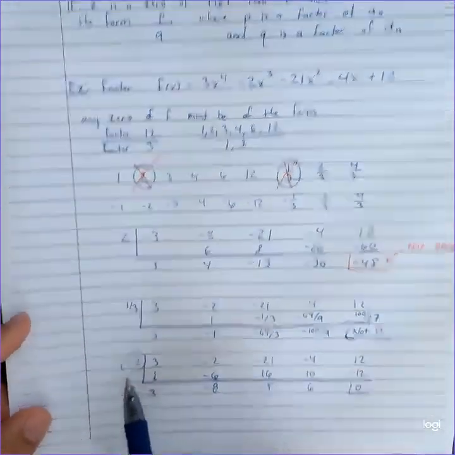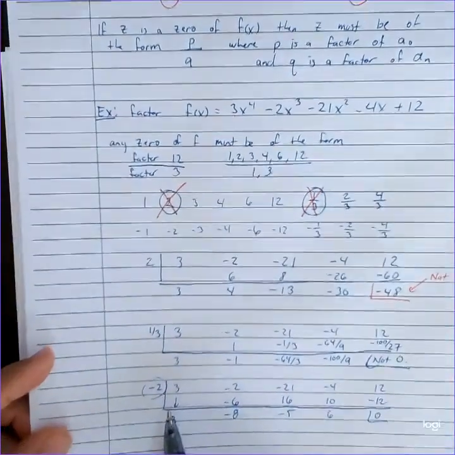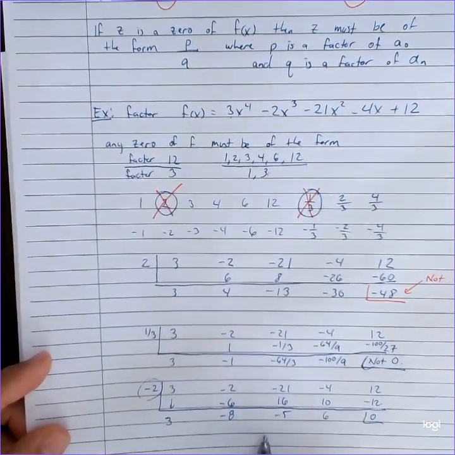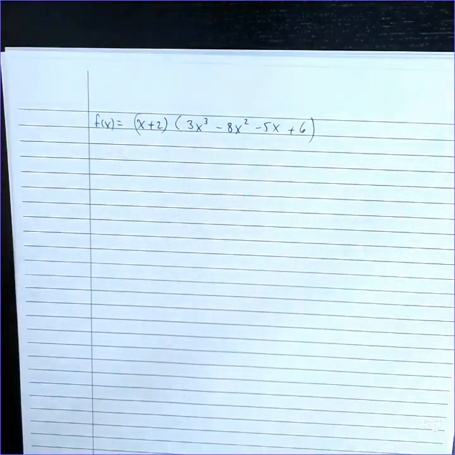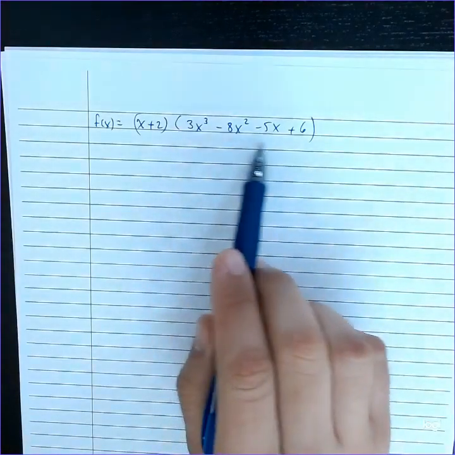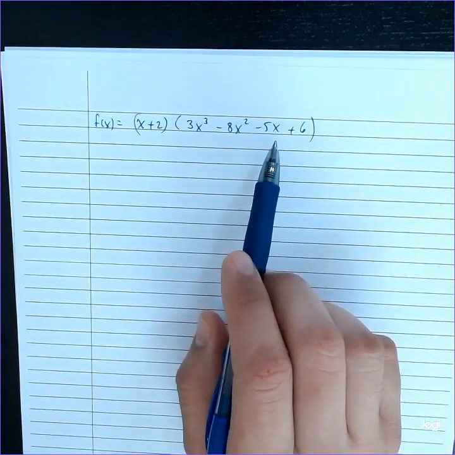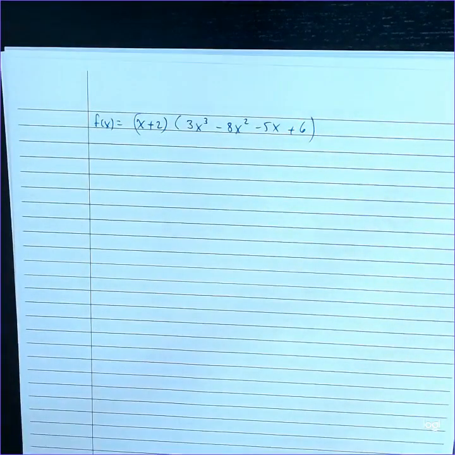So x plus 2 must be a factor. That's our x plus 2. And then the remaining coefficients, 3, -8, -5, and 6, give me my other factor. So that's a factorization. But now we can factor a little more. Right here, this is a polynomial function. And you know what? I could do the same thing to it. I could use the rational zeros test to factor this thing.